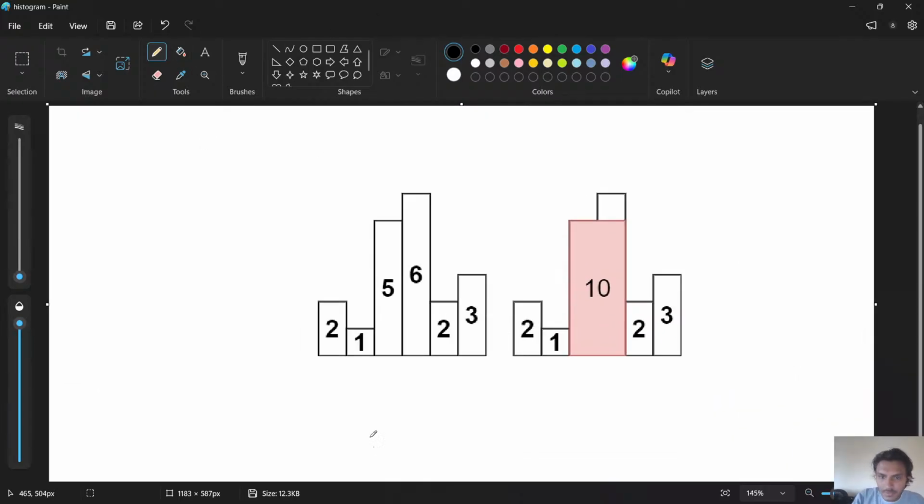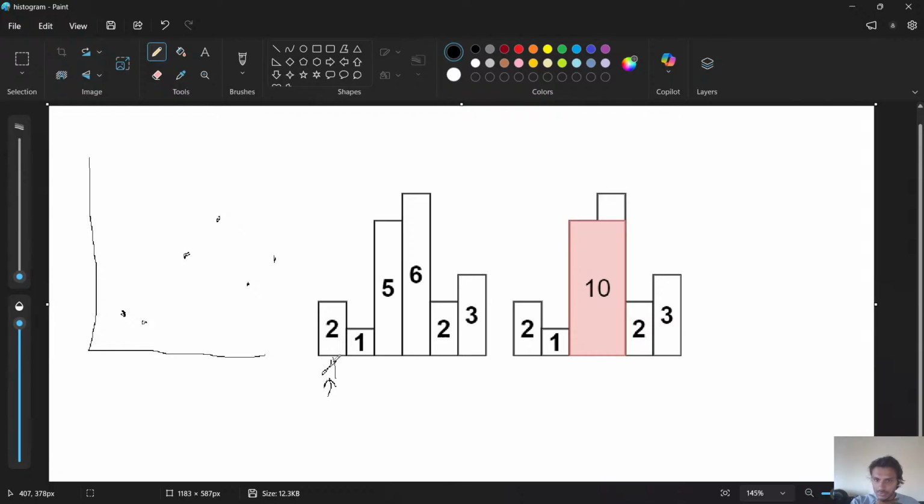We start with one pointer over here and another pointer over here. So what we do is, for the graph 2, 1, 5, 6, 2, and 3, let's start with 1. Let's start by putting the pointers here.